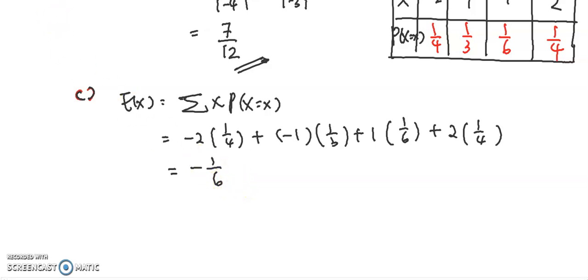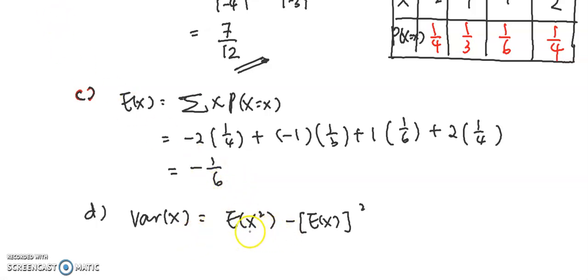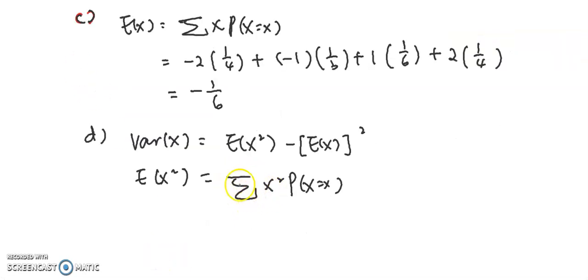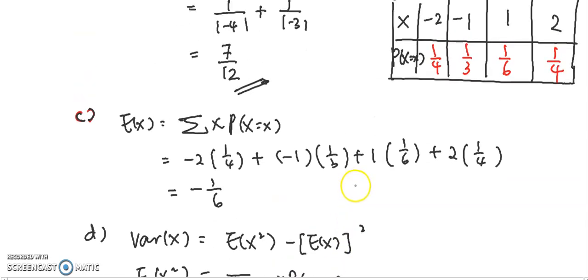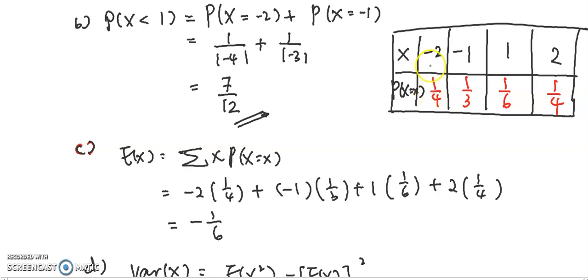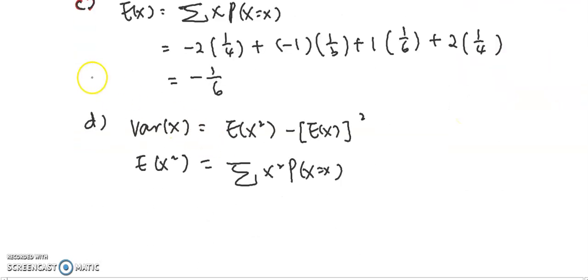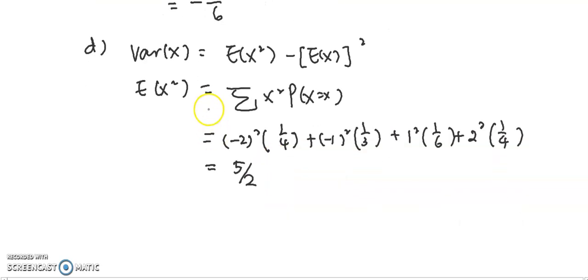That is the mean. For the variance, you need to find E(X²) using the formula for the variance: E(X²) minus the mean squared. Since the mean was already found in part C, we need to get E(X²). E(X²) has the formula summation of x² multiplied by p. Again, to make my job easier, I refer to my table, taking x² multiplied by its p, then for the second x, square it and multiply by its p, and so on. You will get 5/2 for E(X²).